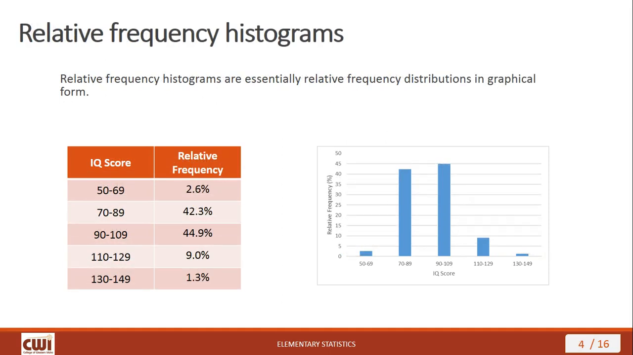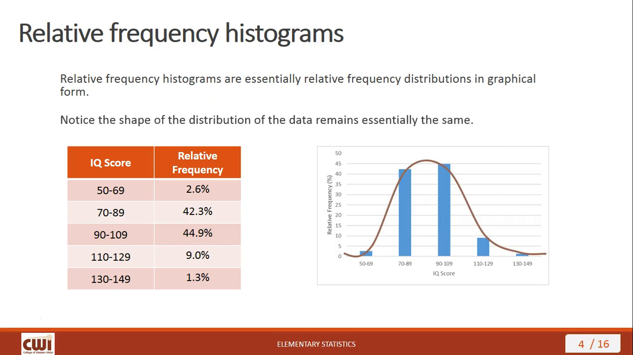Relative frequency histograms work essentially the same way. It's just that you're using relative frequencies instead of actual counts. So here we've got, instead of 2, we've got 2.6%. And then instead of 33, you've got 42.3%. But the thing to notice with the relative frequency histogram is that the shape of the distribution of the data remains essentially the same. It's unchanged. So it doesn't matter whether you're reporting counts or percents, the shape of the distribution is going to be the same.